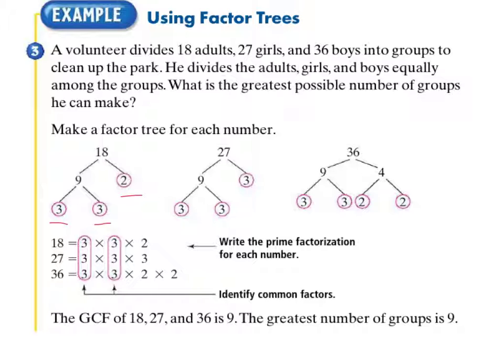Do the same thing for 27. We get 3, 3, and 3. And 36, we get 3, 3, 2, and 2. So if we write out all of our factors, they both have 3 in common. So 3 is what everybody has, so 3 times 3 gets us to 9. The greatest number of groups is 9, so the greatest common factor of 18, 27, and 36 is 9.